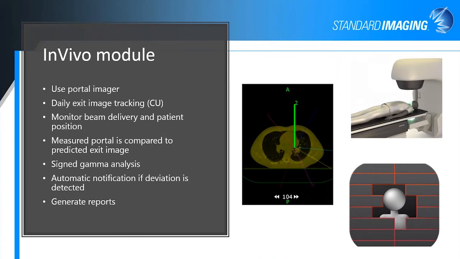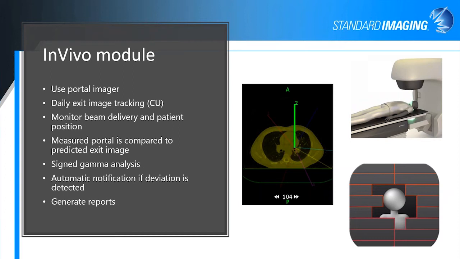In the in vivo module, we're also using the portal imager. And what happens is, while the patient is being treated, an exit image is acquired. And we use the CU values to evaluate whether or not the measured portal image matches a predicted portal image. We're monitoring beam delivery and patient position. And again, that predicted exit image is based on the treatment plan information. So we're predicting what the image should be, and then comparing that prediction to what's measured for each fraction.